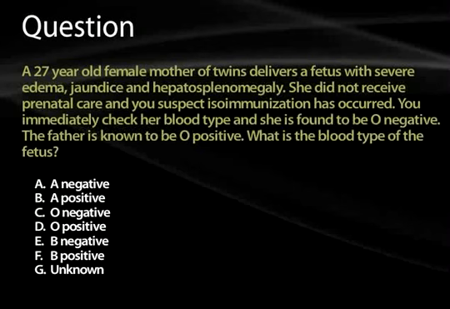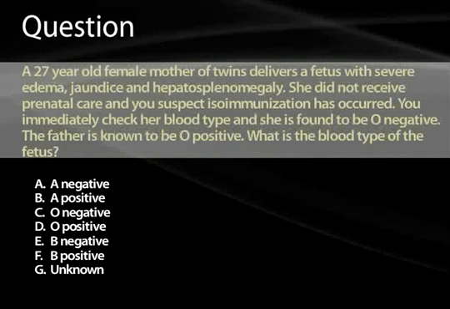Let's move to another question. A 27-year-old female mother of twins delivers a fetus with severe edema, jaundice, and hepatosplenomegaly. She did not receive prenatal care and you suspect isoimmunization has occurred. You immediately check her blood type and she's found to be O negative. The father is known to be O positive. What is the blood type of the fetus?